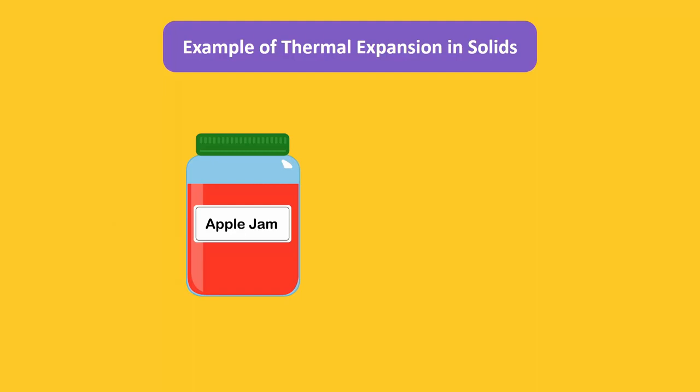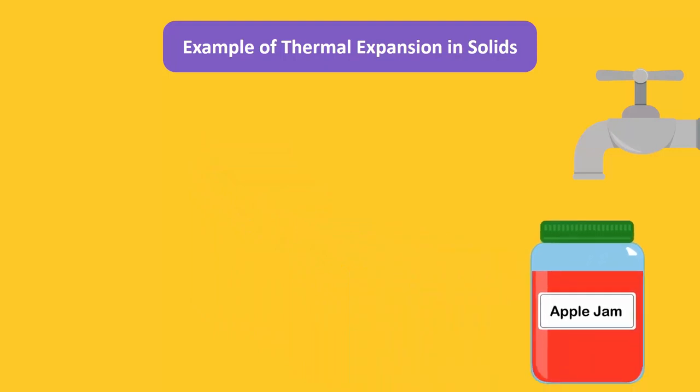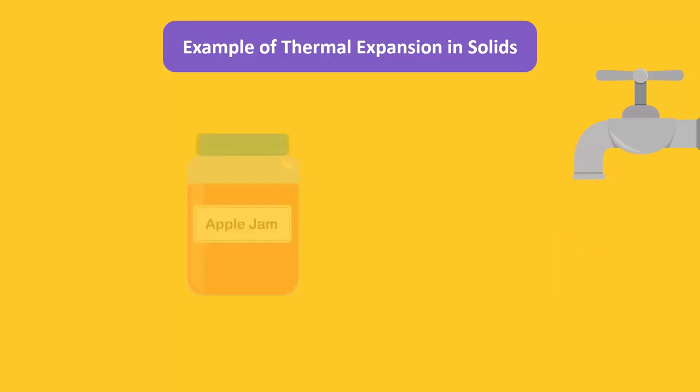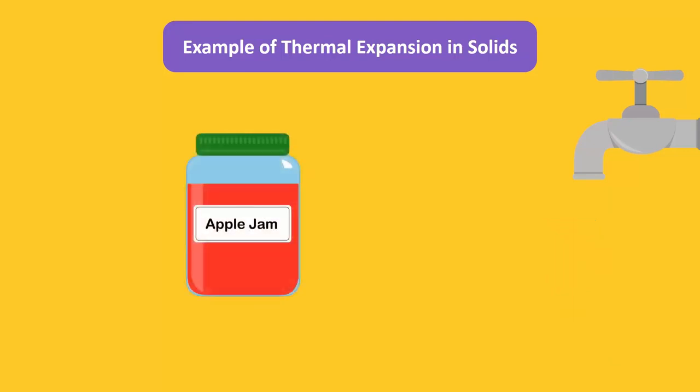Let's see an example of expansion in solids. When you can't open a tight jar, it is recommended that you place it under hot water for a minute. The metal lid will expand because it heats up and won't be so tight anymore. Now, you can open it easily.